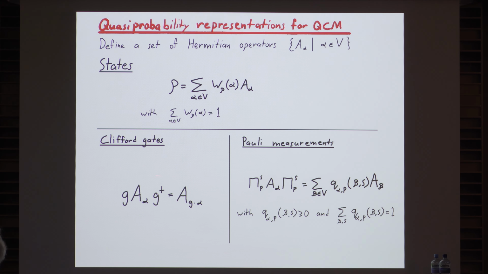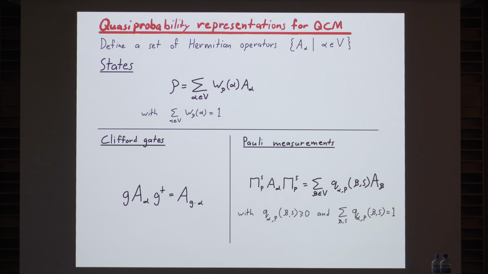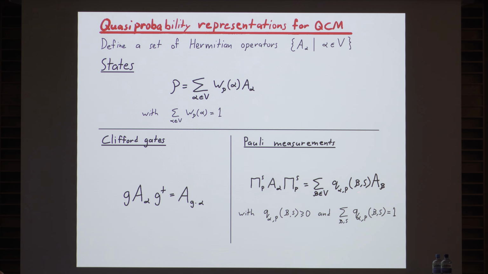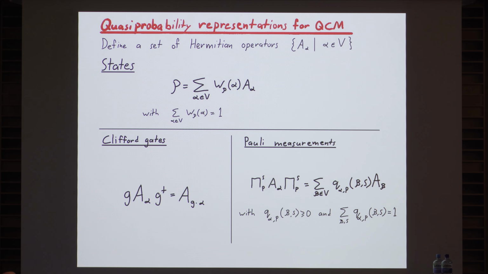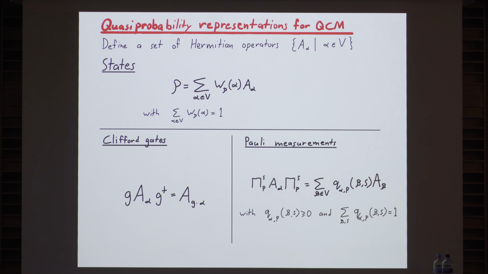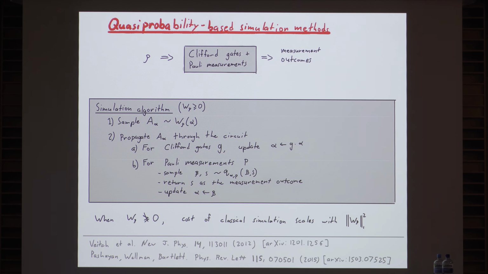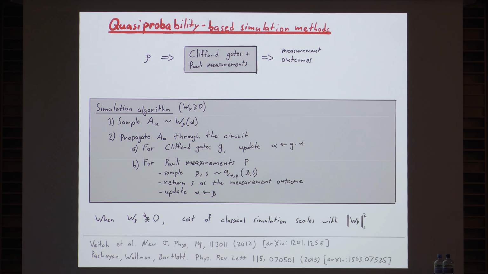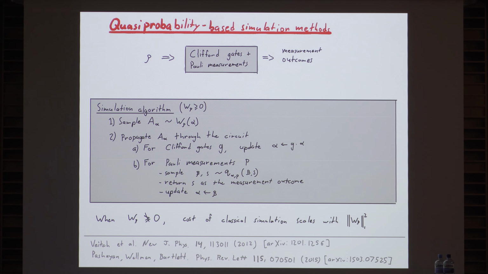And then the other two properties give us these nice update rules under Clifford gates and Pauli measurements. So we have a deterministic update for Clifford gates, and we have this probabilistic update given by this convex mixture for Pauli measurements. Whenever you have a quasi-probability representation with these properties, you get a classical simulation algorithm for quantum computation with magic states. I'll just take you through what that looks like.